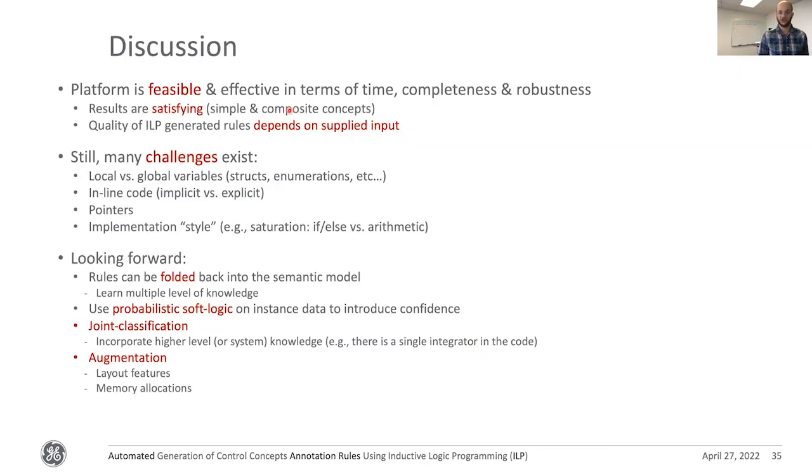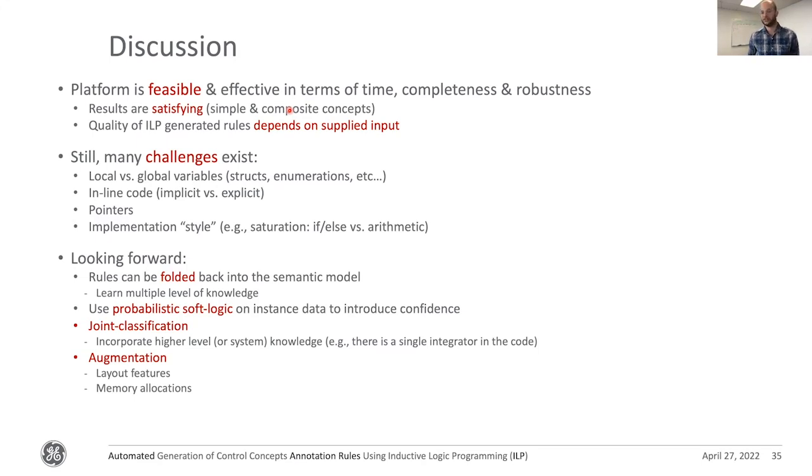So the platform we've shown is feasible and effective in terms of time, completeness, and robustness. The results are satisfying. The quality of the ILP generated rules depends on the supplied input, but there are still many challenges. Local versus global variables is one example. We also have enumerations and structures in the code, which is kind of challenging. We did not deal with pointers or inline code, so statements that are explicit versus implicit.